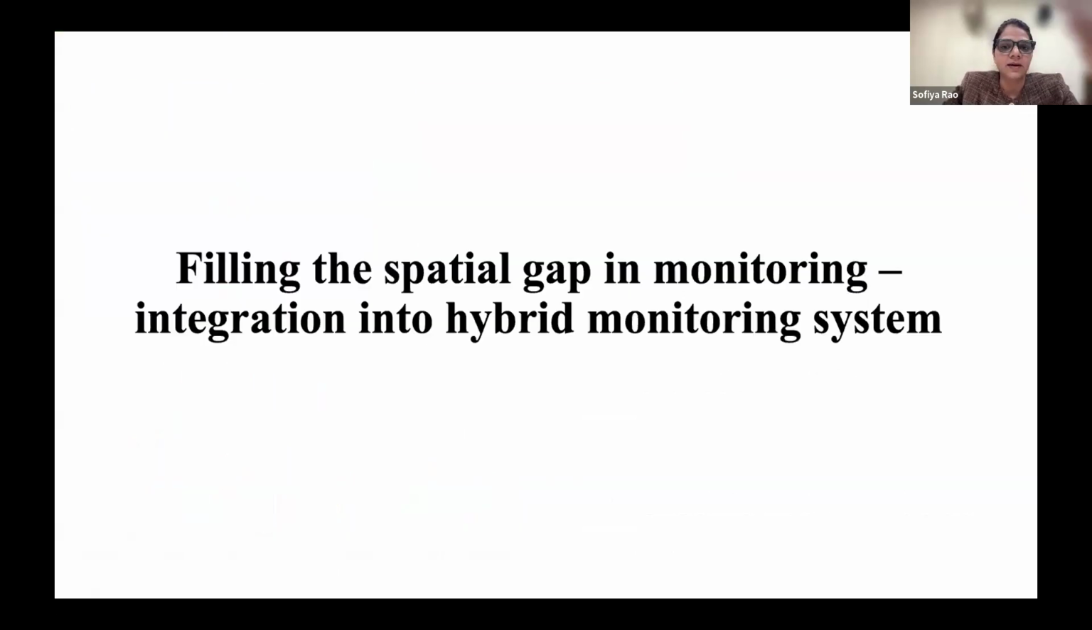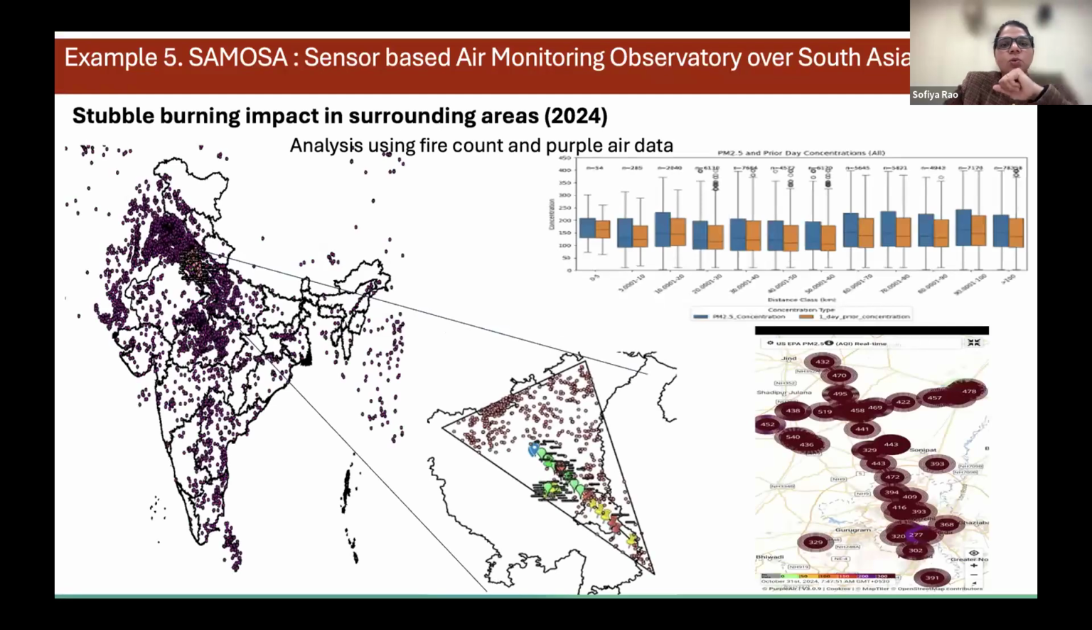And there is a very interesting study we are recently doing with UC Berkeley, on filling the spatial gap in monitoring, integrating into a hybrid monitoring system. So what we have done here, the project name is SAMOSA, which is Sensor-based Air Monitoring Observatory over South Asia.